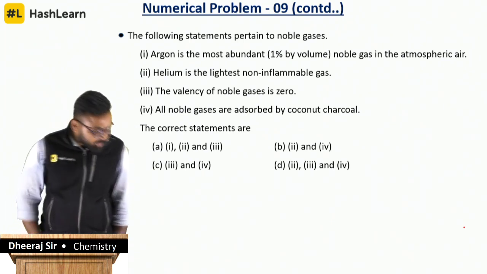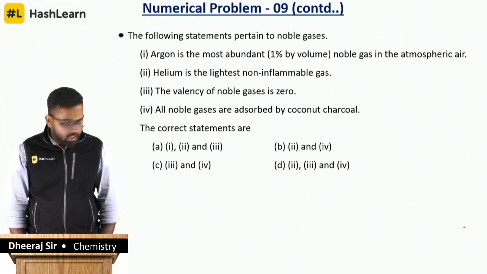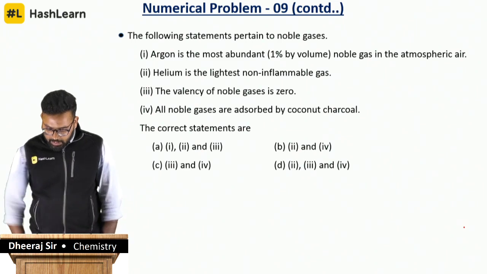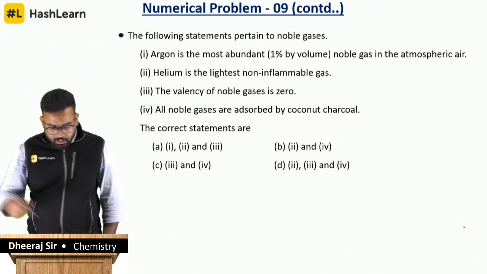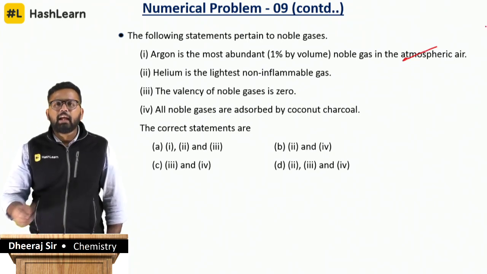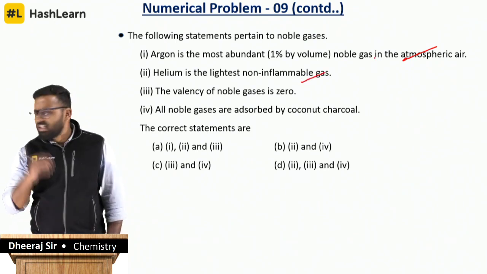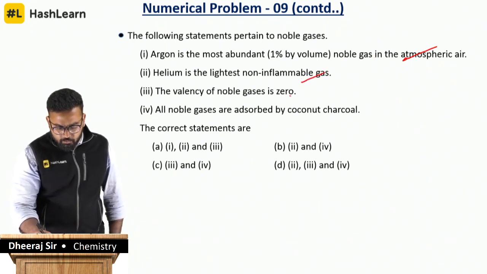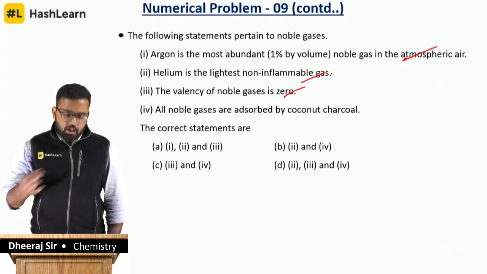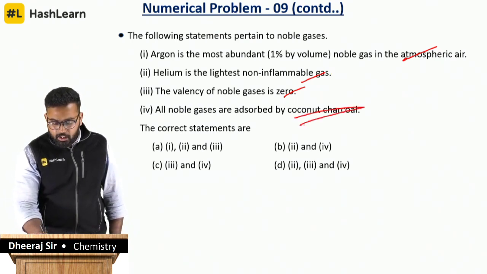Preeti gives us the first answer. Good. Preeti says it's 9A. Yogesh also says it's A and Sakshi also says it is option A. Yes, it's definitely right. Argon is the most abundant noble gas in the atmospheric air. We get to know from experimental observation. Helium is the lightest non-inflammable gas. Quite evident. The valency of noble gases is 0 because it has fully filled electronic orbitals, and all noble gases are absorbed by coconut charcoal.